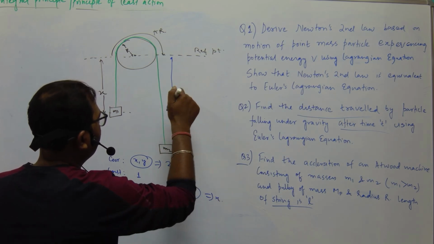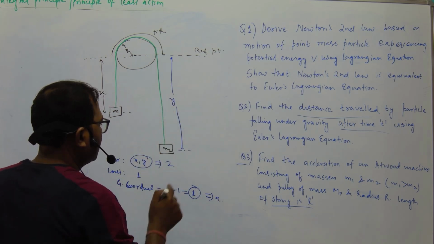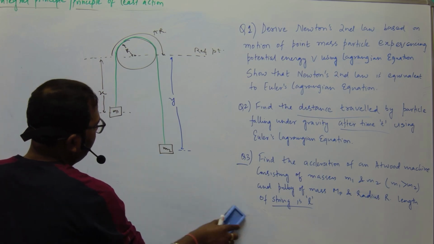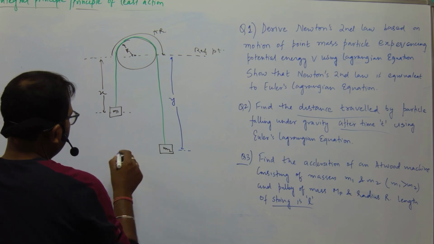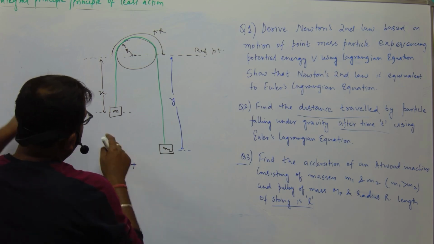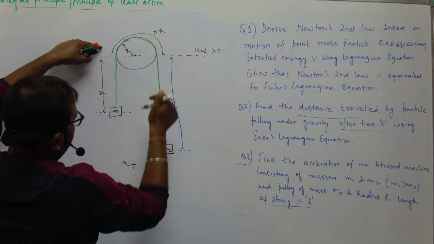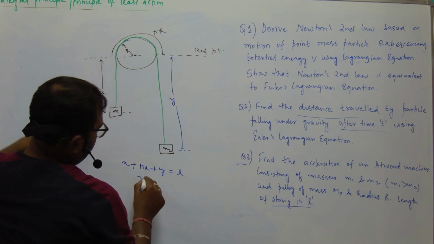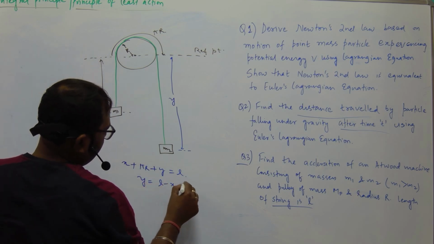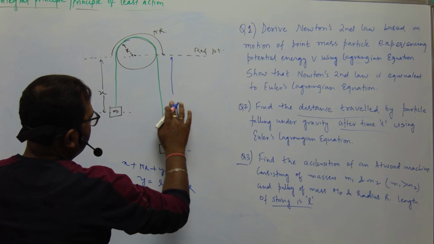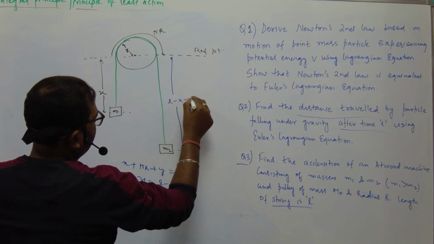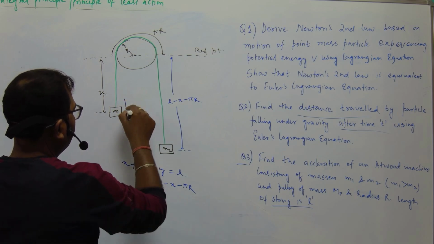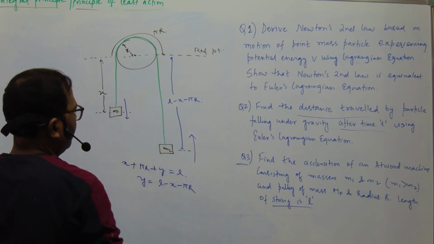We can represent y in terms of x because we have the constraint that the length of the string is constant. So we have x plus half of the circumference, pi r, plus y is equal to the length of the string. We have y is equal to l minus x minus pi r. And we have m1 greater than m2, so this will go down and this will go up.